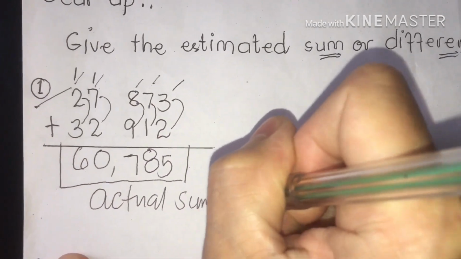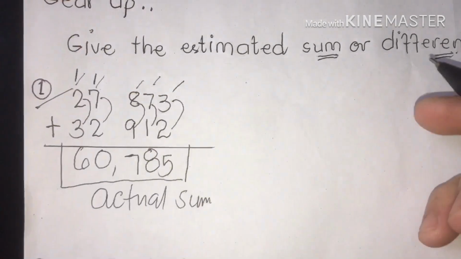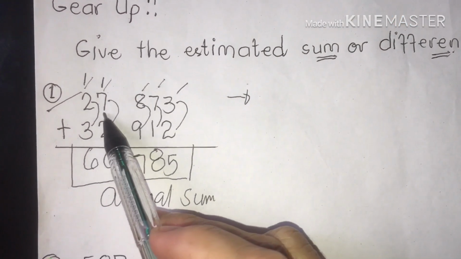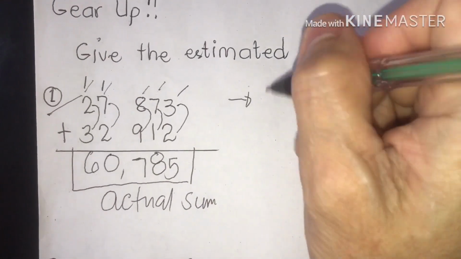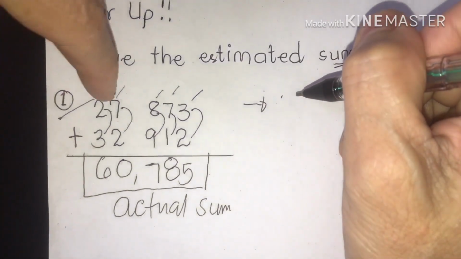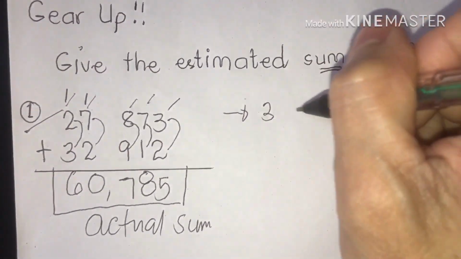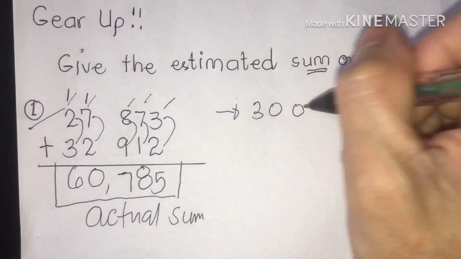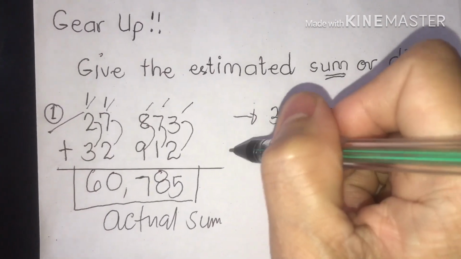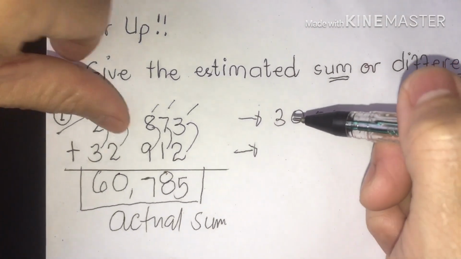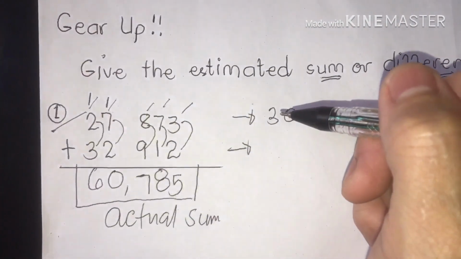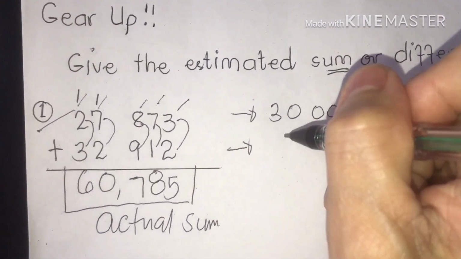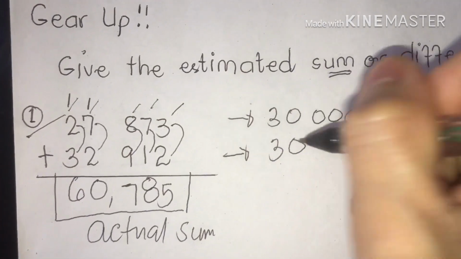Next, we're going to proceed to our estimated sum. First is 27,873. We're going to round up from the thousands place value. We round up to 30,000, automatic, with zeros like this. Next, we have 32,912. The 2 is what we call rounding down. So we write here 30,000.